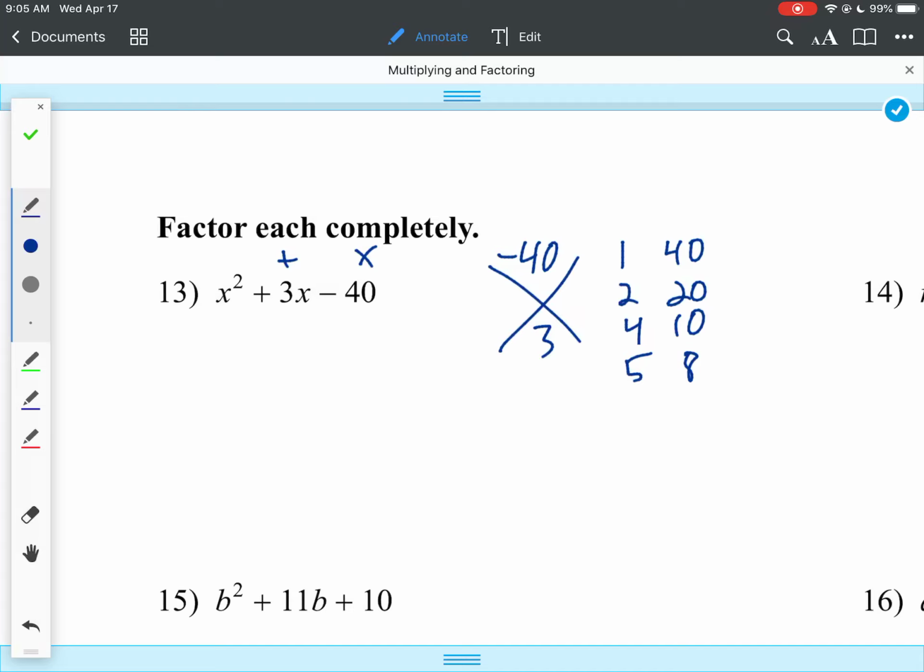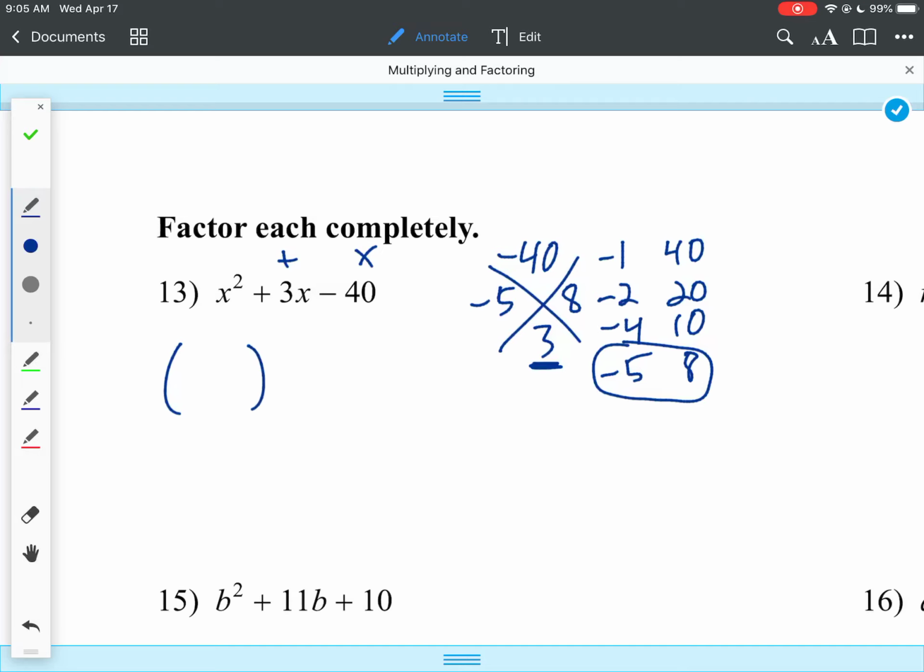Alright? So now, because your number that you need added to is positive, the bigger numbers have to be positive. Okay, so I'm going to put negative signs on my smaller numbers because the smaller number has to be negative. So now, I'm just going to add them up. Which one adds up to positive 3? Well, negative 1 plus 40 does not. Negative 2 plus 20 does not. Negative 4 plus 10 does not. Negative 5 plus 8 does. So negative 5 and 8 are my numbers.